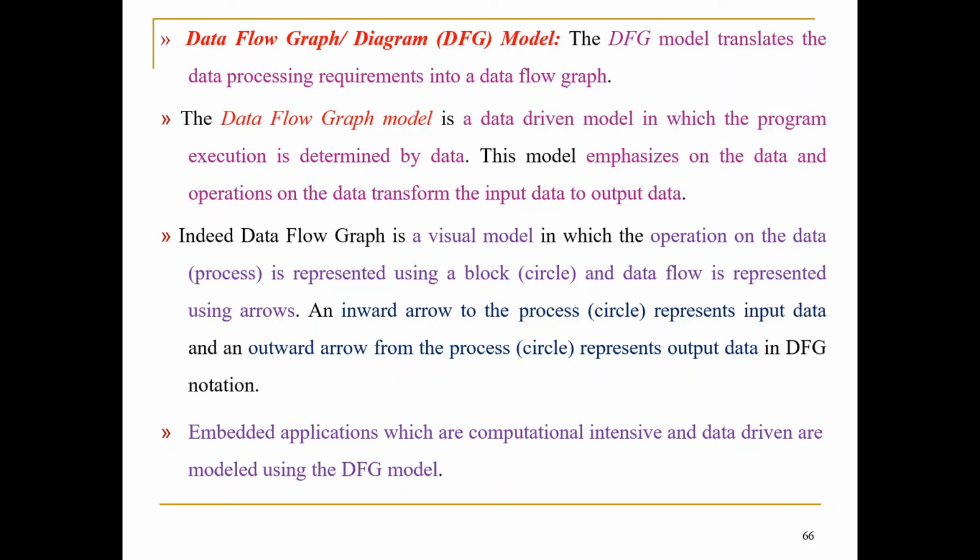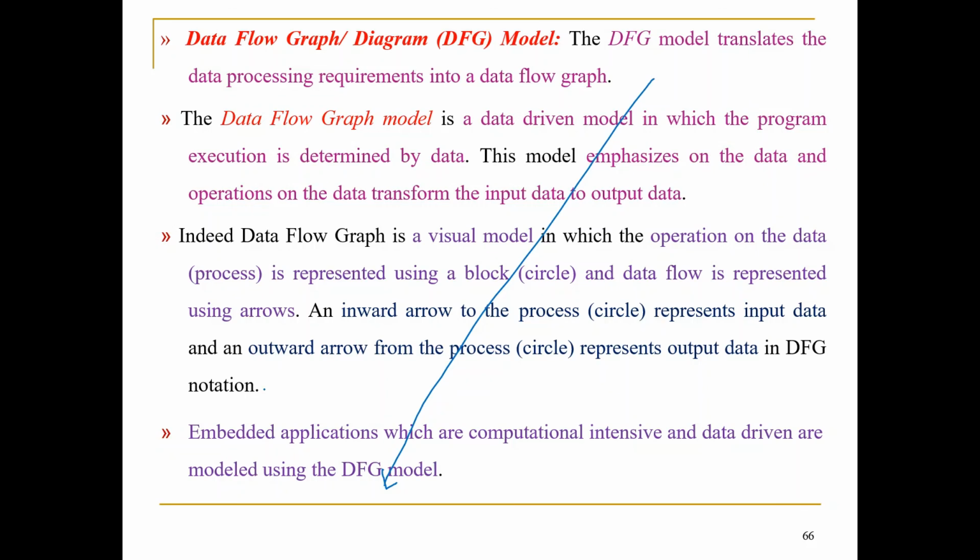To be very frank, if I speak a lot of theory here, you are not going to get anything, because you will not understand anything if I tell the theory part with respect to this particular model. But still, we'll go through the minute details of this model. The data flow graph model is a data driven model in which a program execution is determined by the data. This model emphasizes the data, and the operations on the data transform the input data to the output. So how is this going to look?